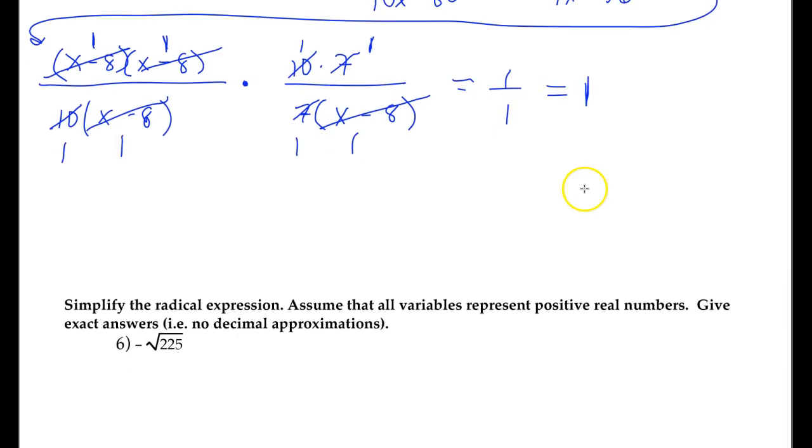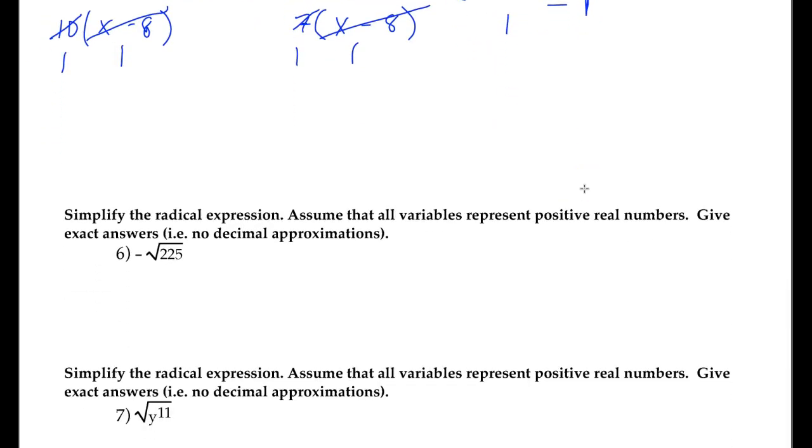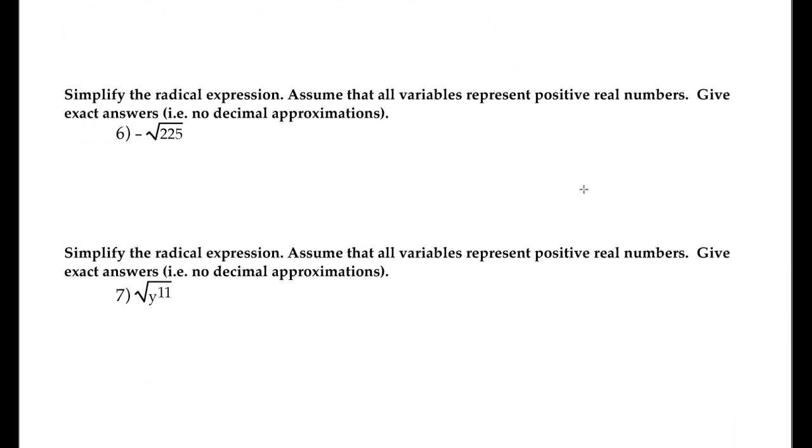All right, so for question number 6, I'll go ahead and show number 7 here as well. Question number 6, we want to figure out what this radical expression will be in its most simplified form. We want to assume that all variables are positive real numbers, if you have any, and we want exact answers, not decimal approximations.